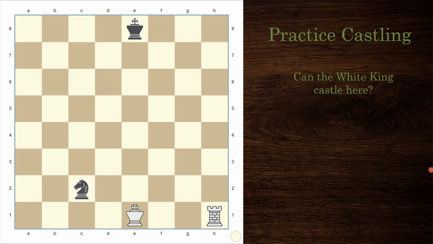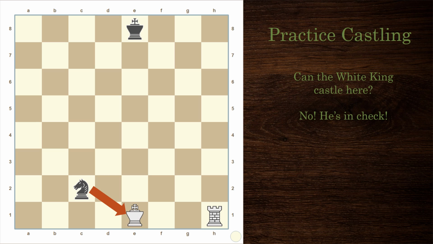All right, so I want to ask some questions here. In this scenario, can the white king castle? Let's think about some of our rules. So pause the video, think about the rules we just learned about castling, think about how the pieces move. In particular, think about how the knight moves in this situation, and see if you can answer the question of whether the king can castle here.